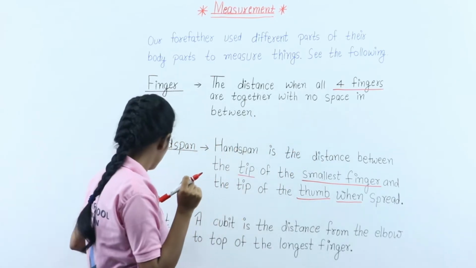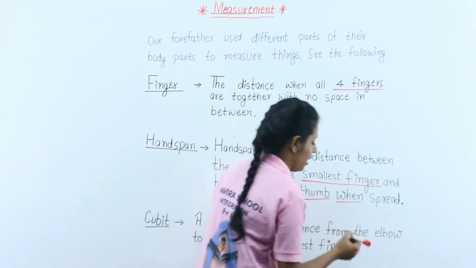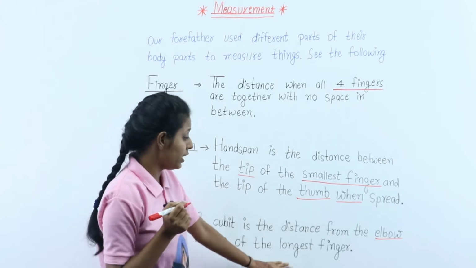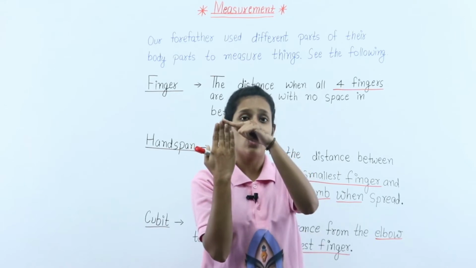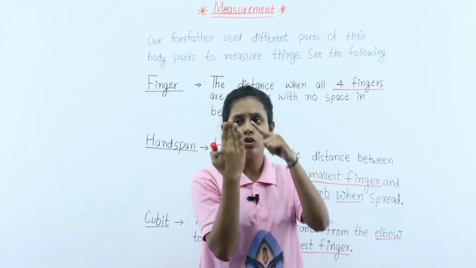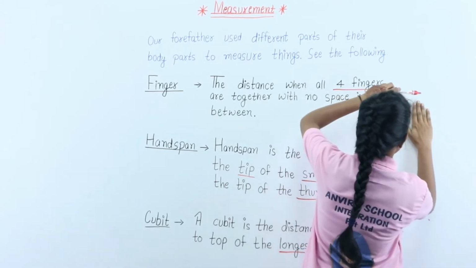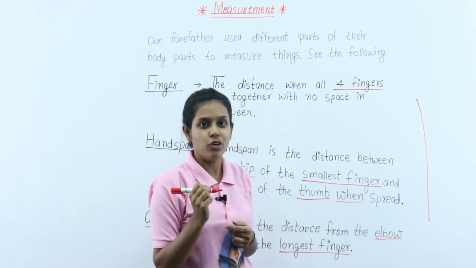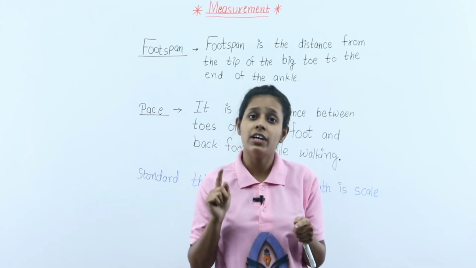Next is the cubit. A cubit is the distance from the elbow, this is our elbow, to the top of the longest finger. Which is our longest finger? Our second finger is our longest finger. From the elbow to our longest finger, just like this, the distance between them is called a cubit. Finger, hand span and cubit are all measured with our hands.